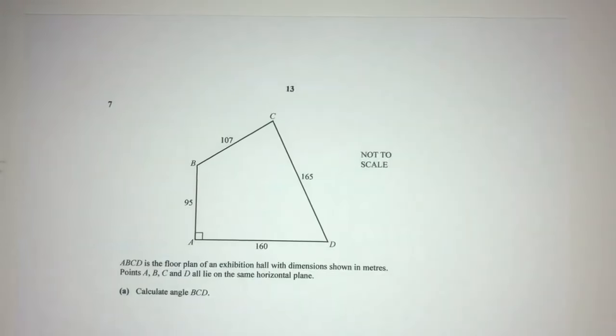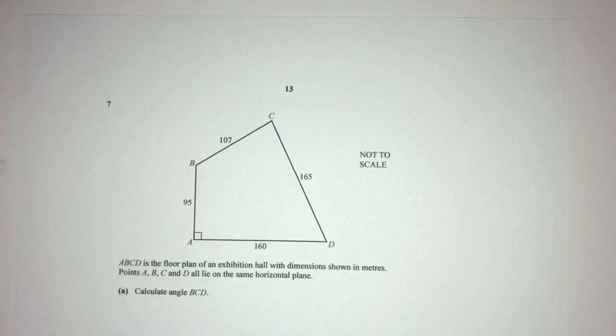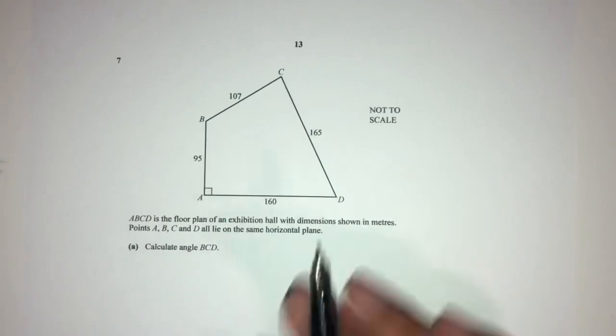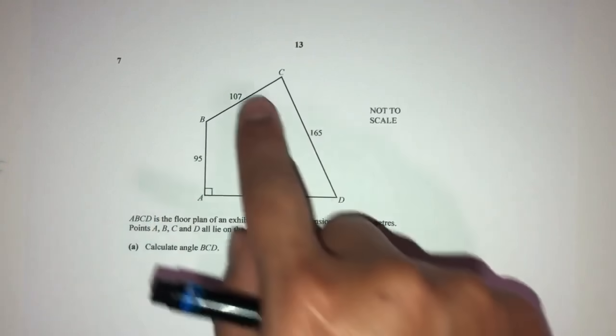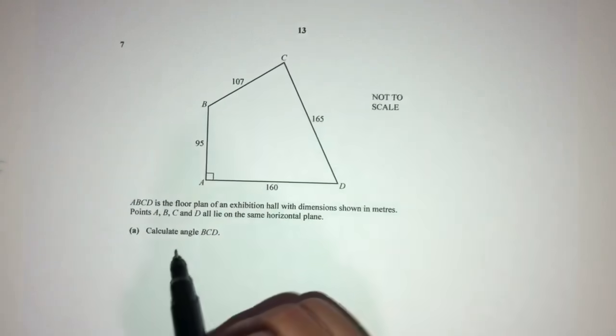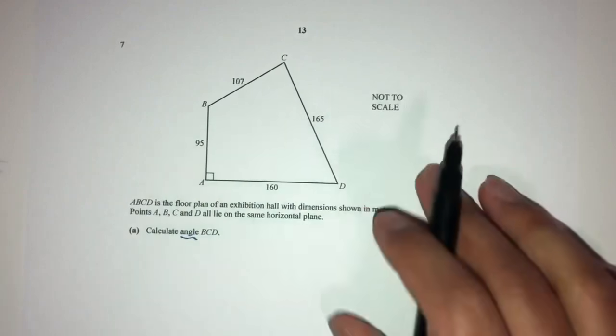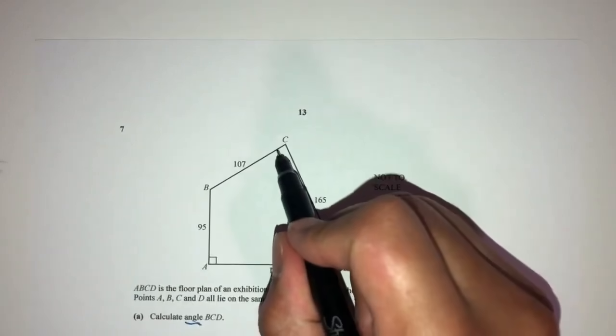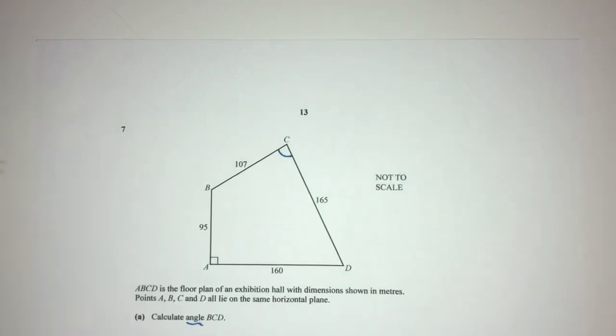Alright, let's move on to question number 7. So here what do we have? We have ABCD is a floor plan. And as you can see, this shape is on the ground plane right here. The values are given to you in meters. Now part A, we have to find the angle BCD. The angle BCD will be this one.